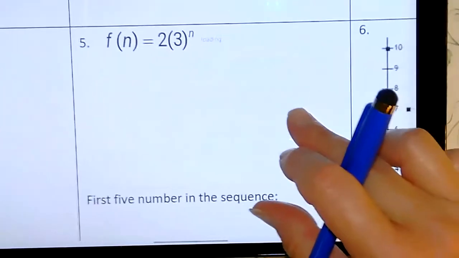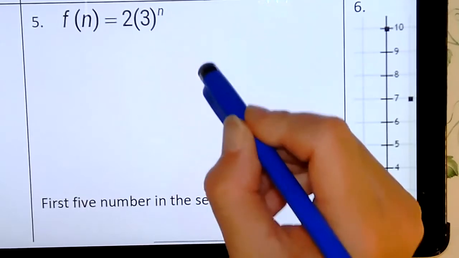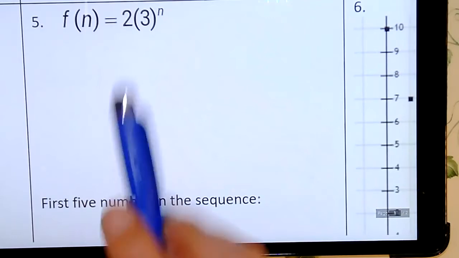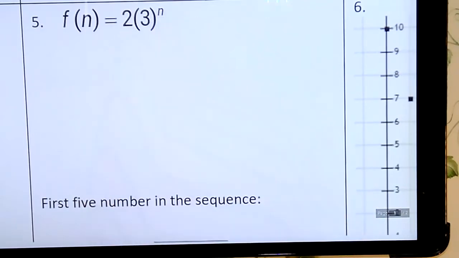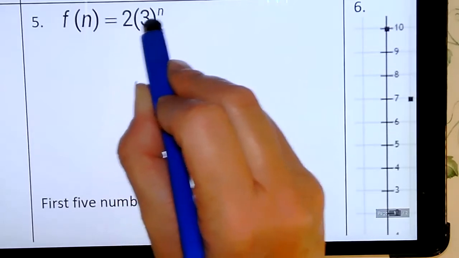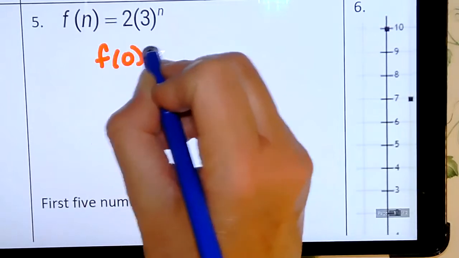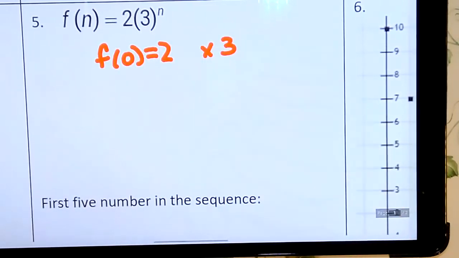Number 5. Okay, so on number 5, they're giving us the explicit equation. This is my explicit equation. So I'm going to put that for my explicit. Now here, when they want the first 5 terms of the sequence, this number 1, I can just put in 1 and 2 and 3 and get my answer. But since this is a 2 and this is an n, f of 0 is 2. And what I'm doing is I'm timesing by 3.